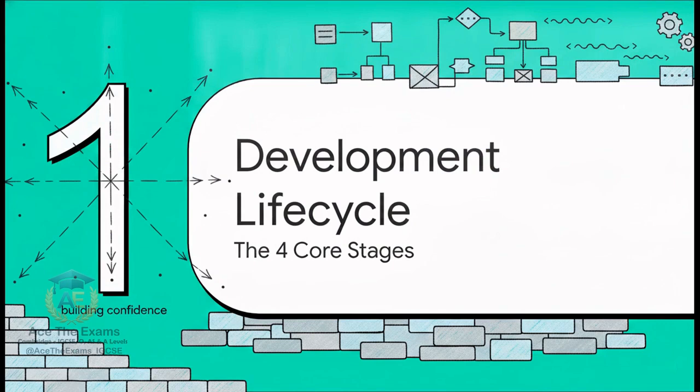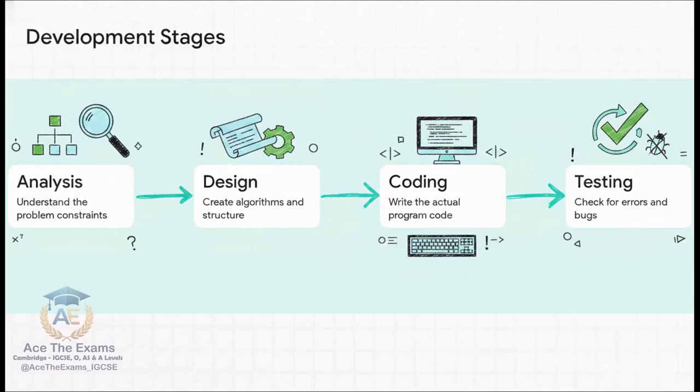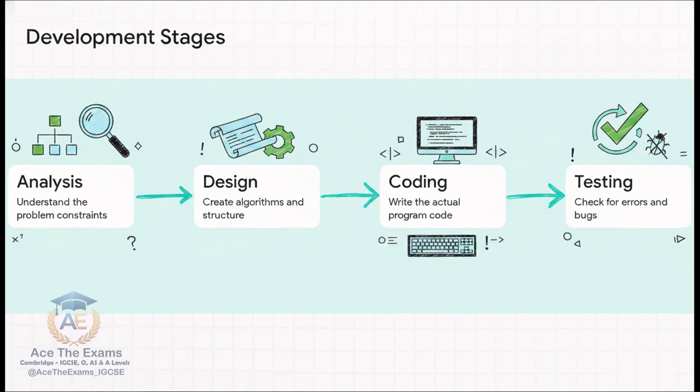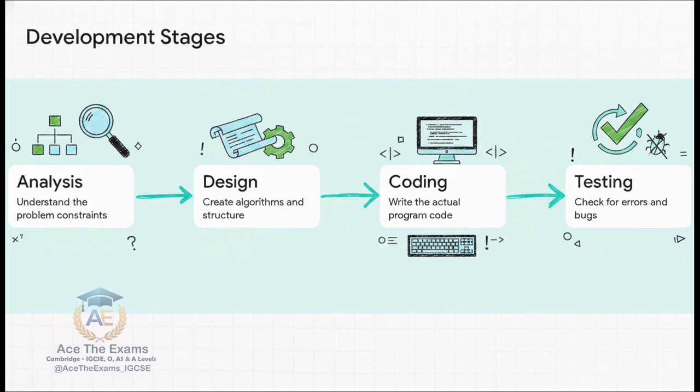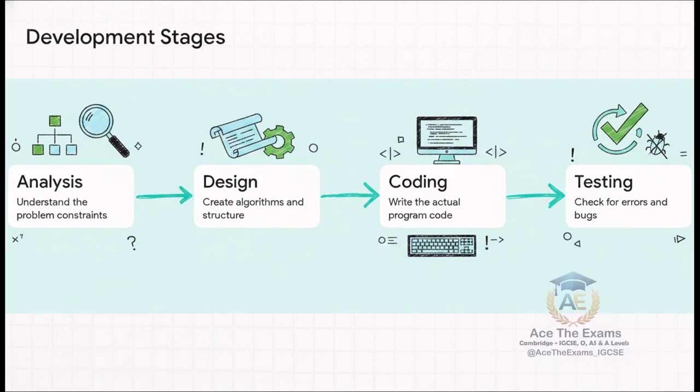Moving right along to Section 1, the development life cycle, the 4 core stages. All right, here is the chronological life cycle you absolutely must commit to memory. Ready? Analysis, design, coding, and testing. Now, I'm walking through this super quickly because it is non-negotiable. If an exam question asks you to outline the development process and you skip a step, or heaven forbid, mix up the order, you are dropping a guaranteed mark. It's a strict sequence for a very good reason.